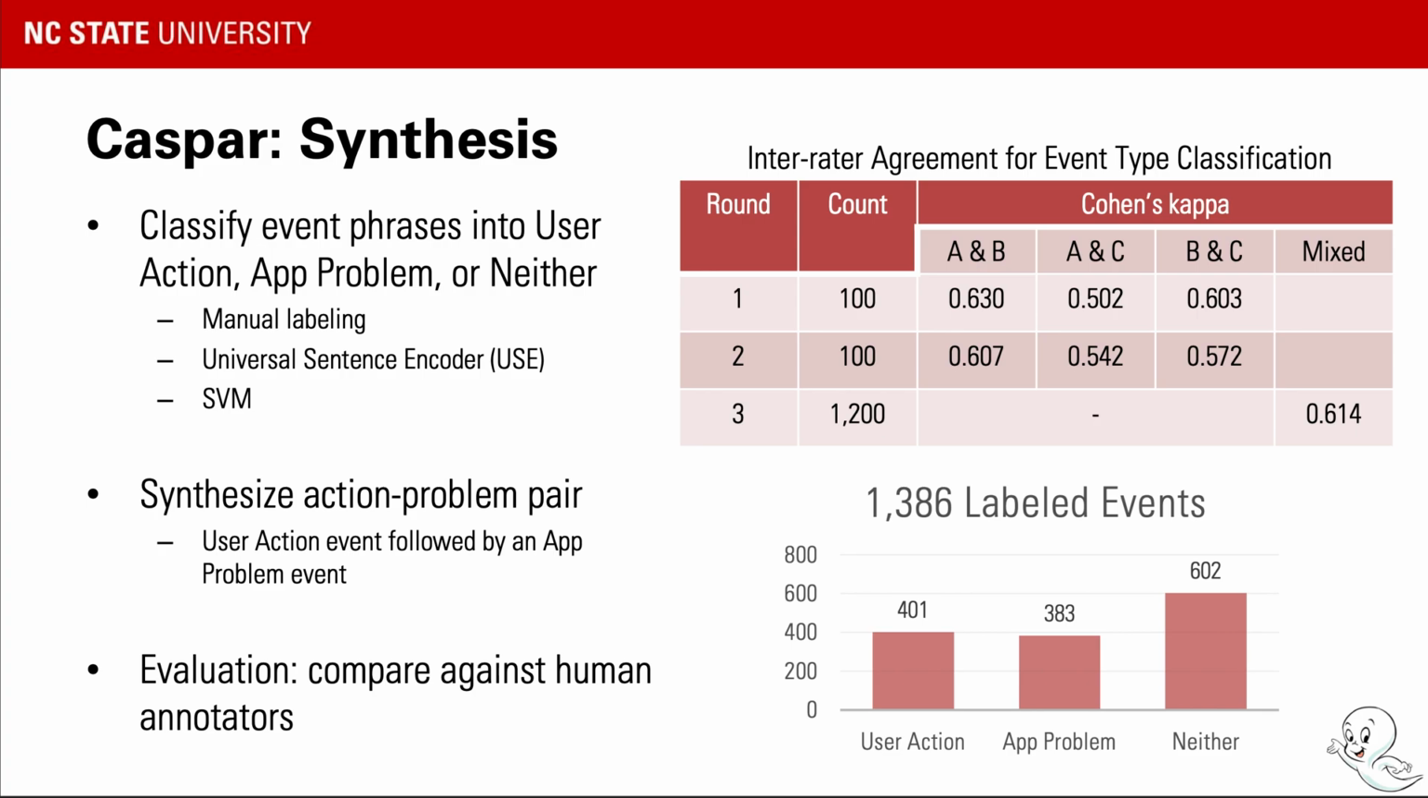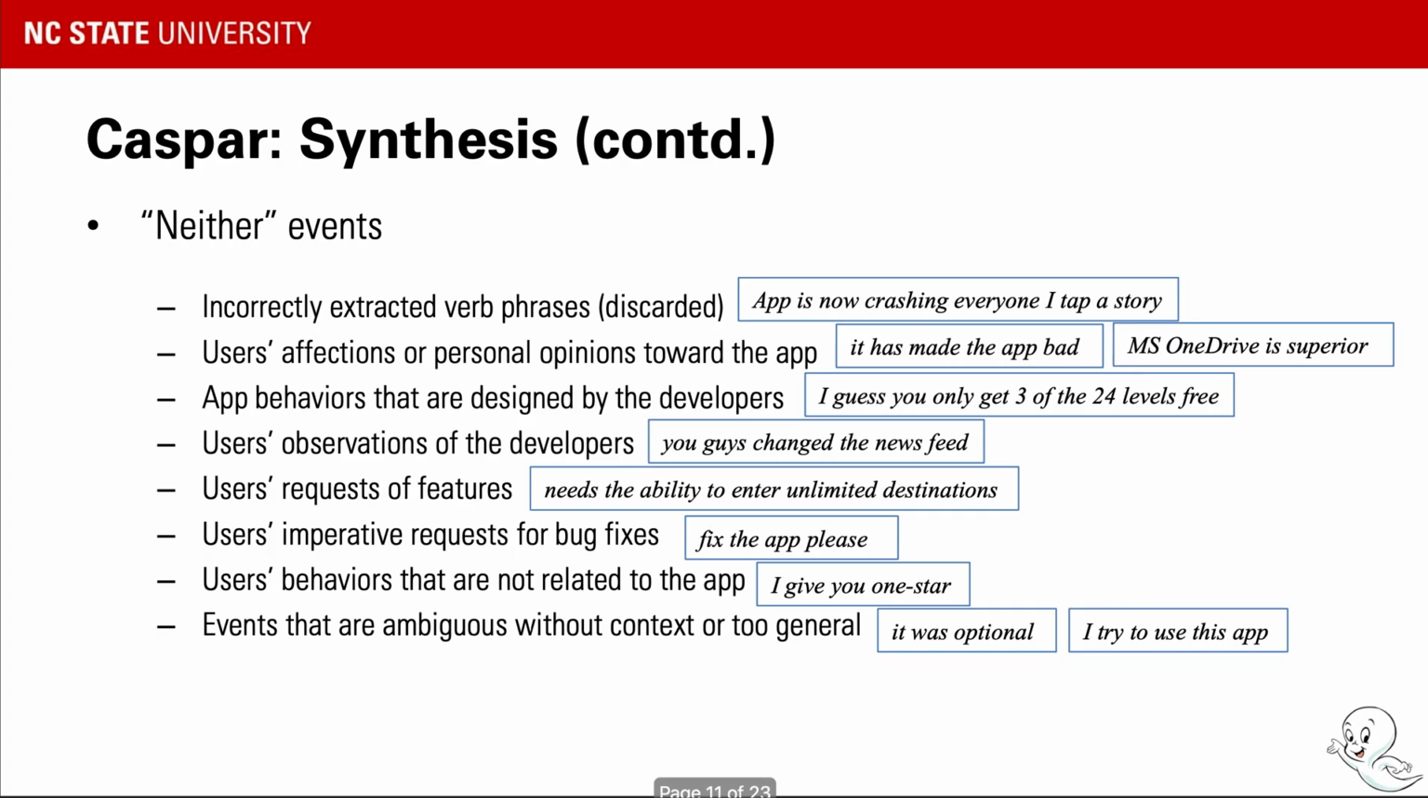We then classify the extracted events into user action, app problem, or neither. We used human annotators to create a training set for this classification problem. The annotators achieved moderate agreement. Here's the final distribution of event types in the annotated dataset. Note that some events were discarded as they included serious typos or grammatical errors or parsing errors. We instructed our annotators as to what event phrases should be labeled as neither or discarded. They are typically not events or not the types of events that we focus on in this study.